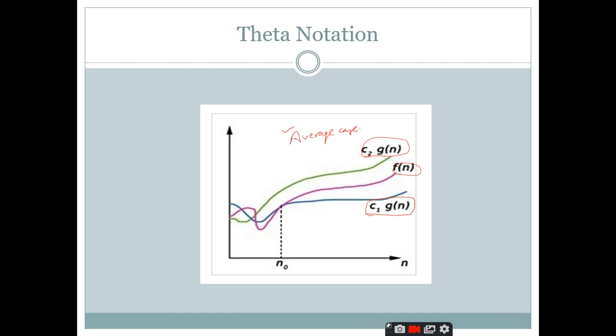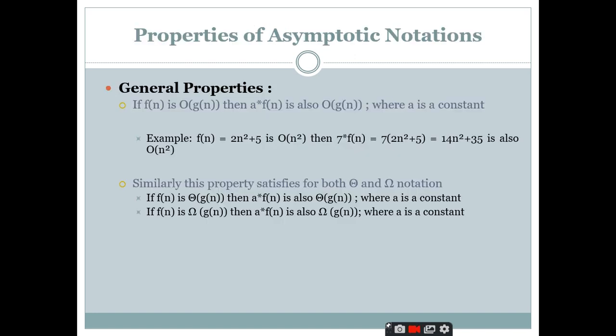Yes, sir. Right. And the last few important points you should consider are the properties of the asymptotic notation. Very simple properties. Right. So the general property: if f of n is big O of g of n, then a into f of n is also big O of g of n, where a is a constant. We will see it with an example. So let us take f of n is equal to 2n square plus 5. So what could be the asymptotic notation here?